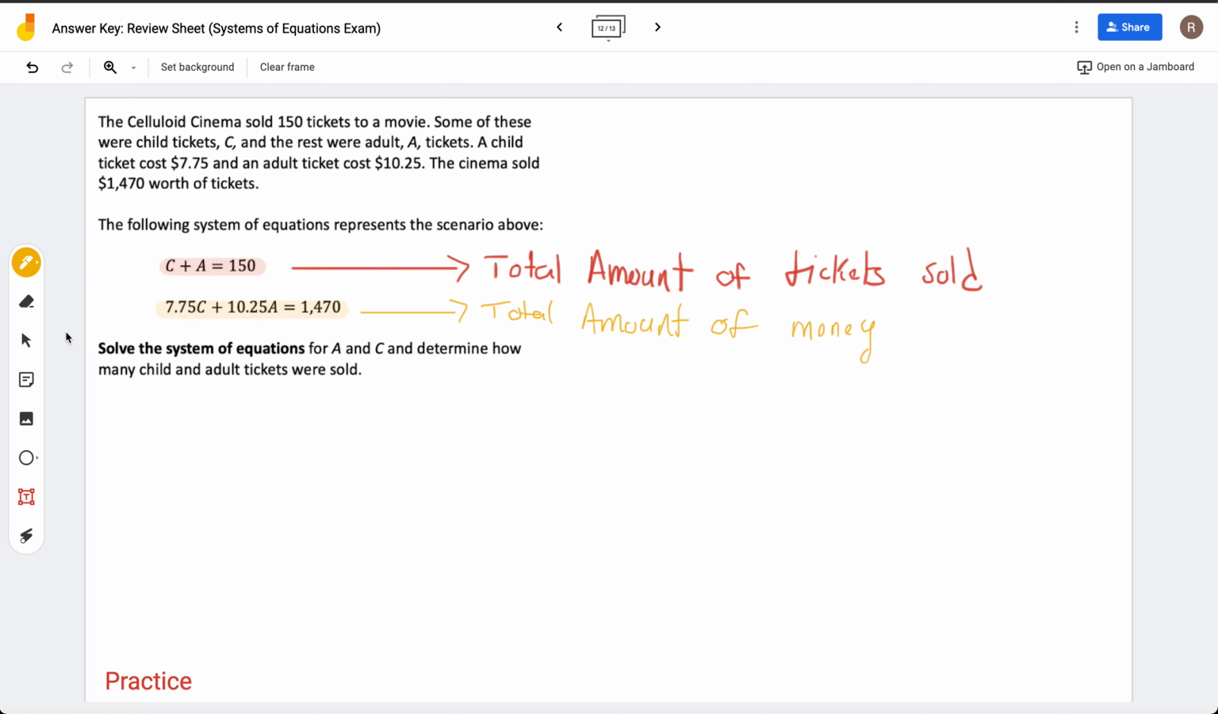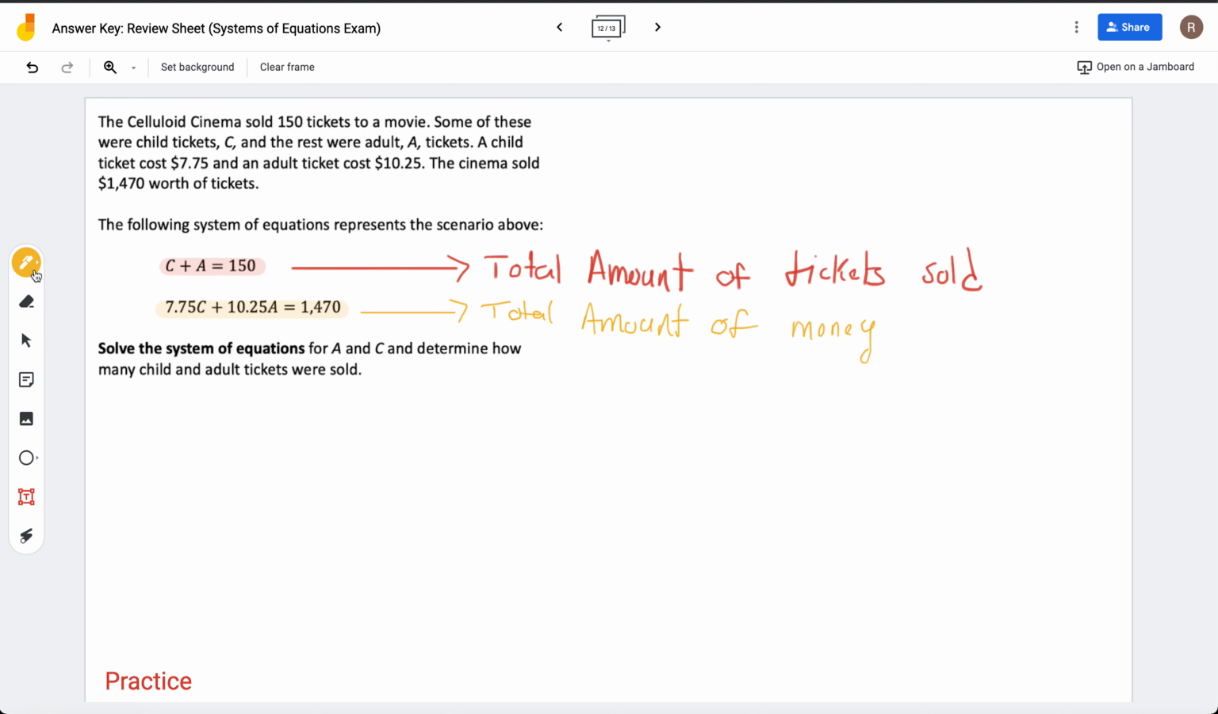So the question says, solve the system of equations for A and C and determine how many child and adult tickets were sold. We can use any of the methods we have found in systems. We can use graphing, we can put this on a graph, we can do elimination, or we can do substitution. There is a big preference to what you do. I'm going to do this one using the elimination method.